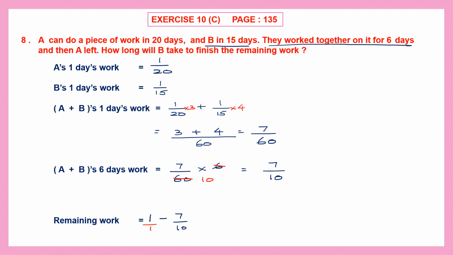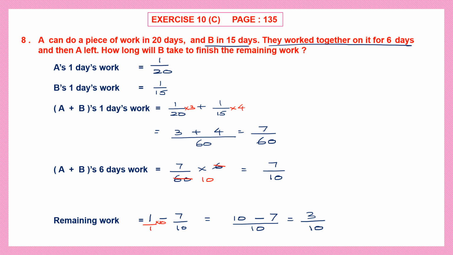So here what can we do? We need to find the LCM. So the LCM is 10. And 1 into 10 is 10. So we have to write 10 here. 10 minus, now here we have 10 itself as the denominator, so we can write 7 as it is. 10 minus 7, which is 3. So the remaining work is 3 by 10. So much of work is left.